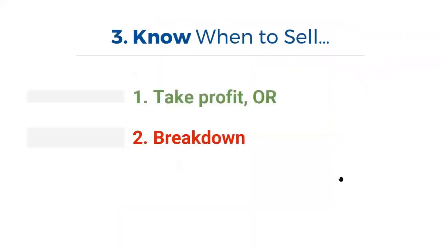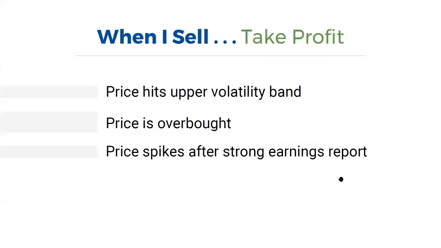Knowing when to sell is always a big one too, when to get out, when to take that profit, or when a stock is breaking down and you'd better get out before the going gets worse. We talked about Lam Research quite a bit, where I've taken profit now three or four different times with that particular stock. The case could be the price hits that upper volatility band, that channel band that both Josh and I have referred to.